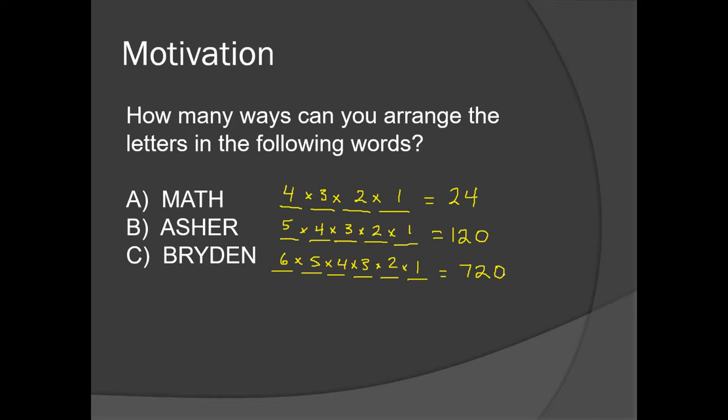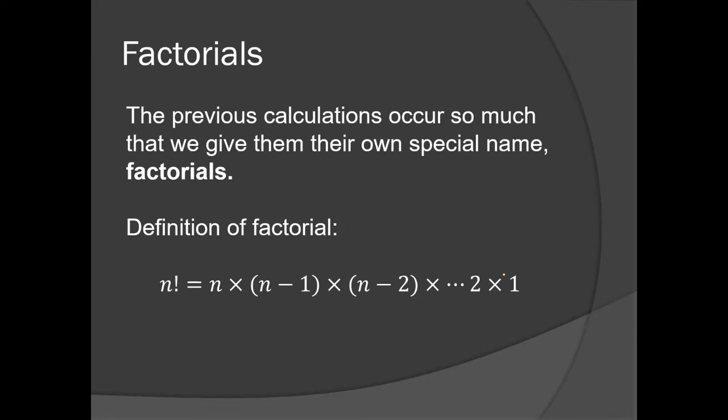Now, these calculations where you take a number and multiply down to 1 are so useful and occur often enough that we give them their own name. That name is factorials. And maybe you've even heard of this before. The definition of a factorial, and this exclamation point here, is read like n factorial. It's not shouting n, it's n factorial. That exclamation point indicates that. This button can be found on your calculators.